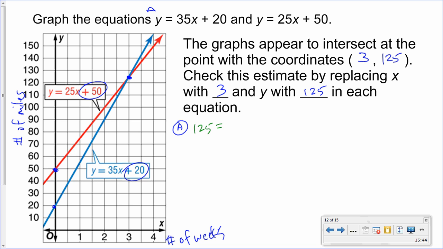125 equals 35 times what? 3 plus... Oh, no, I'm sorry. Plus what? 20, good. Okay, so 125, what's 35 times 3? 105 plus 20. Good. So now, the left side equals the right side. So it fits for that one, doesn't it? See if it fits for equation B.